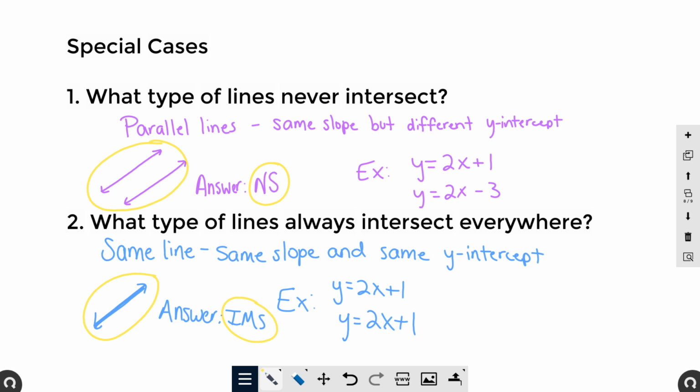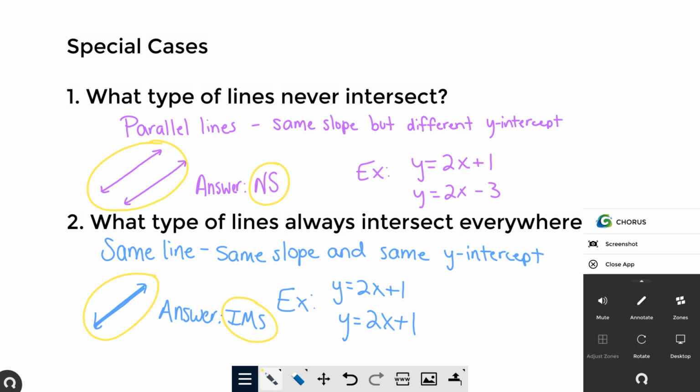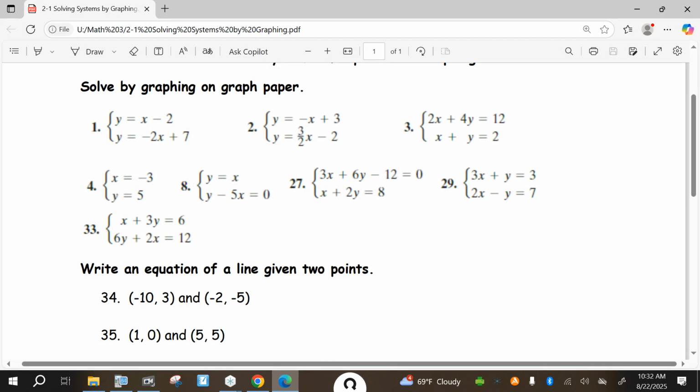Your homework is technically a worksheet, but I forgot to print it, but you don't actually need to write on it anyway, so it is online on Canvas. I'll pull it up here on the board as well, so that way you can see it. Again, the first 8 problems, you're going to graph on graph paper. Make sure you write the intersection or no solution or IMS.